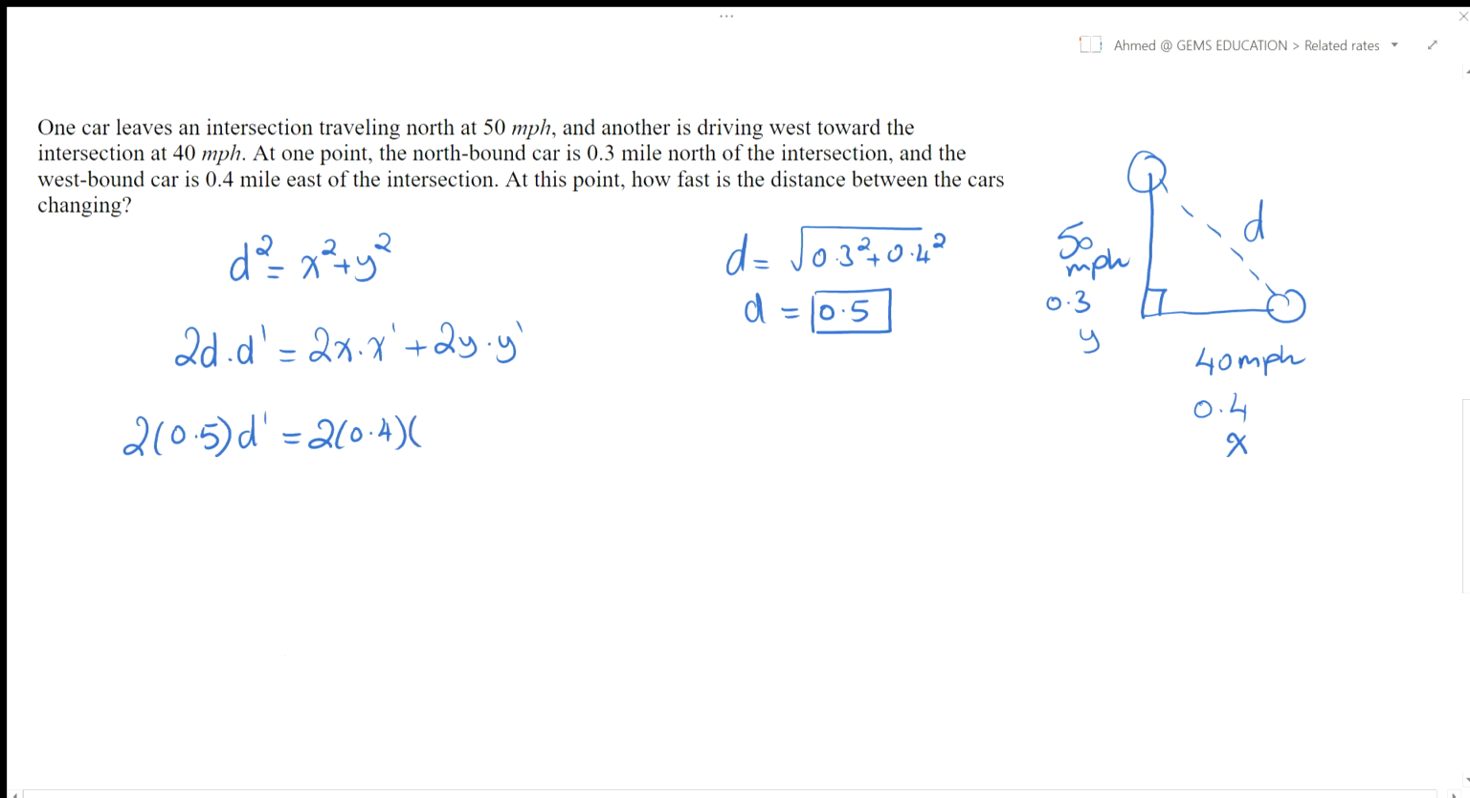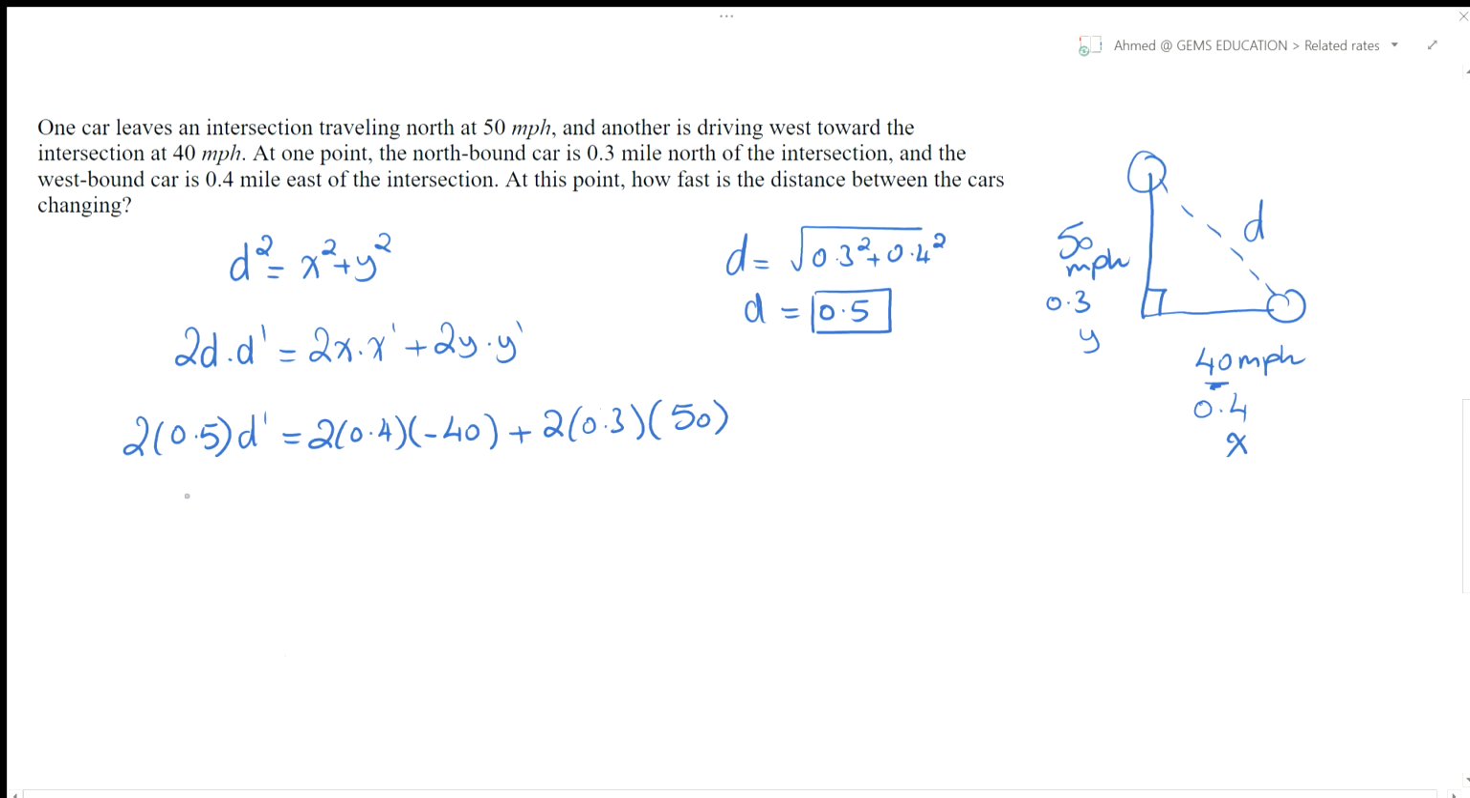And the tricky part here is that x prime, the rate of change of x, since it's going to the left, it's actually negative, so it's negative 40. Plus 2y multiplied by y prime. So y in this case is supposed to be 0.3, that's the distance. And the rate of change of y, since it's going up, will remain positive as it is, 50.